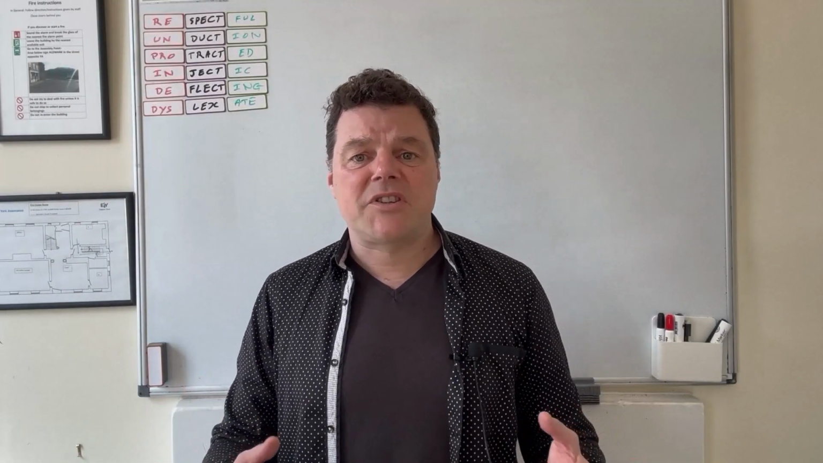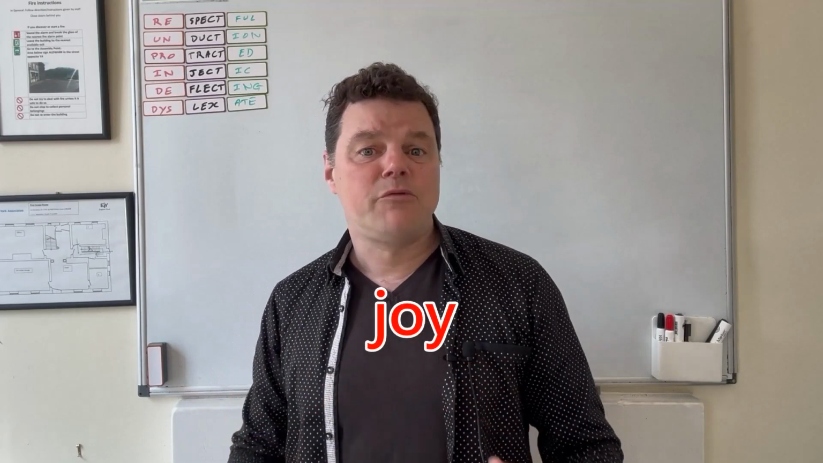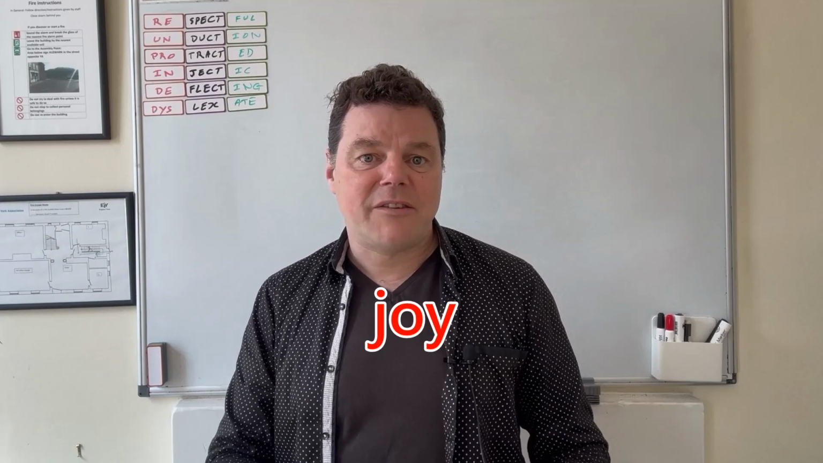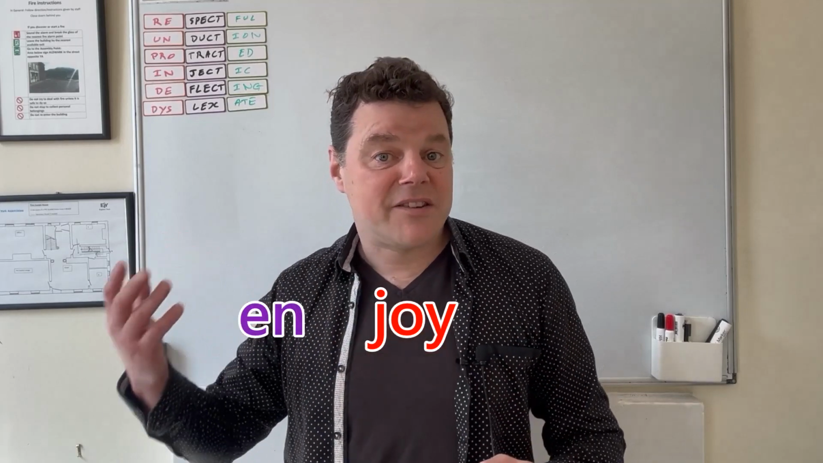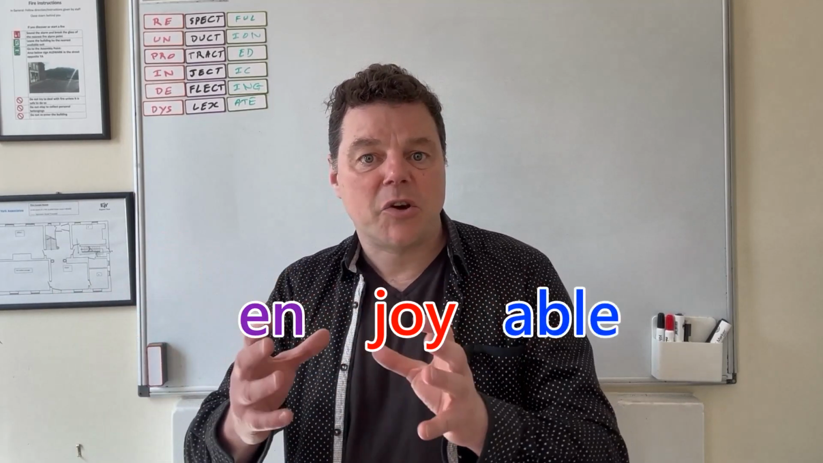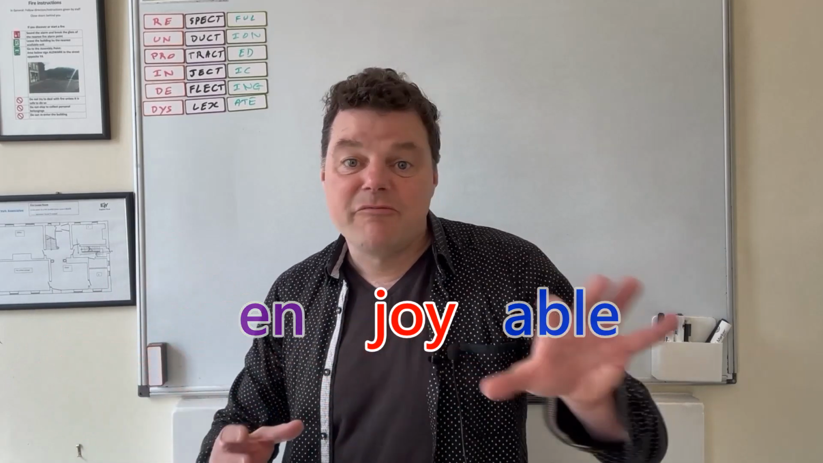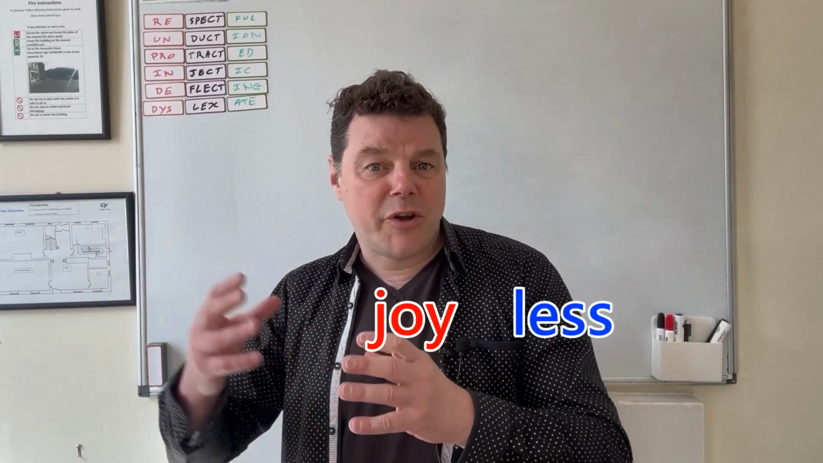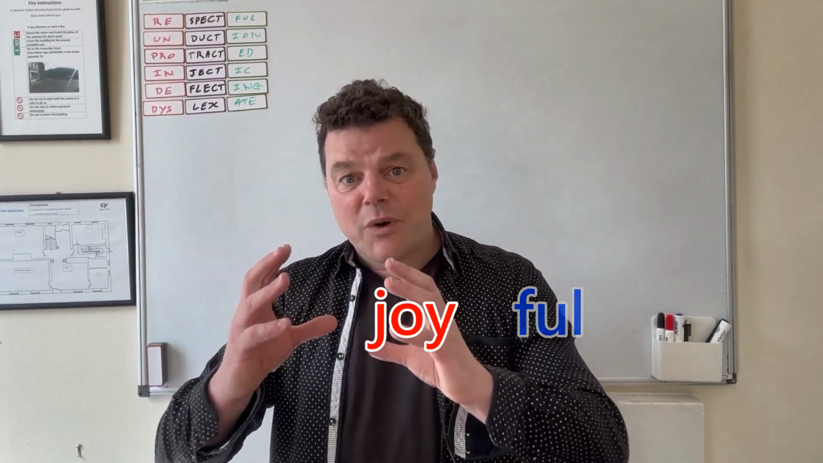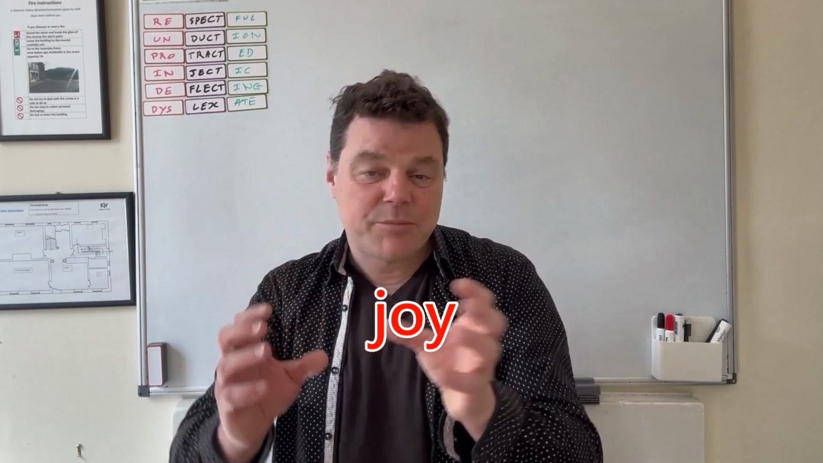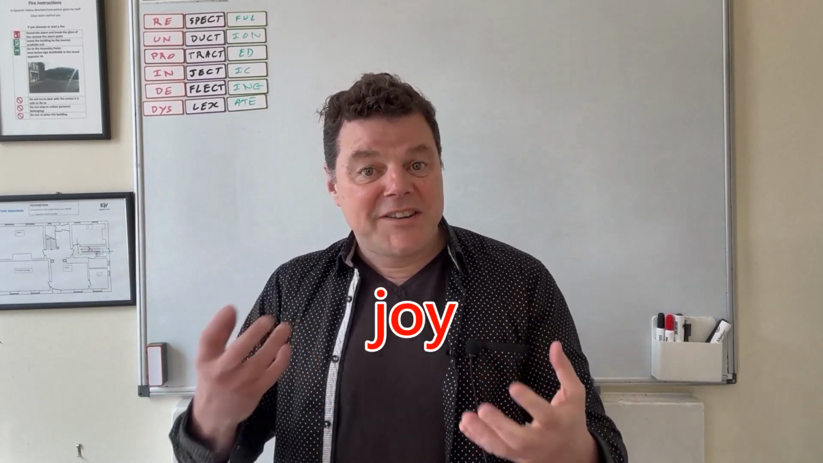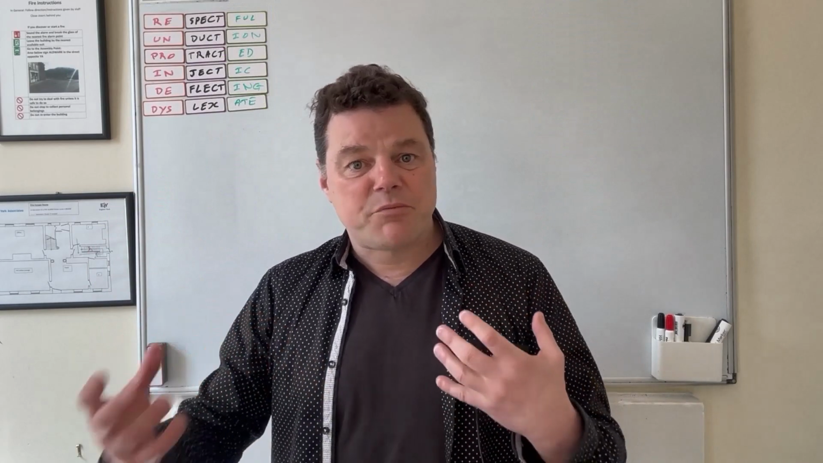Let's take an example such as joy. Joy is our root word. And you can add a prefix, and so you can have en, and then you can add a suffix, able, enjoyable. Or you could remove the prefix and you could use joyless or joyful. And so this root word stays the same. It stays where it is, but the prefixes and the suffixes move. And so you can change the meaning of the word by moving the prefixes and the suffixes.